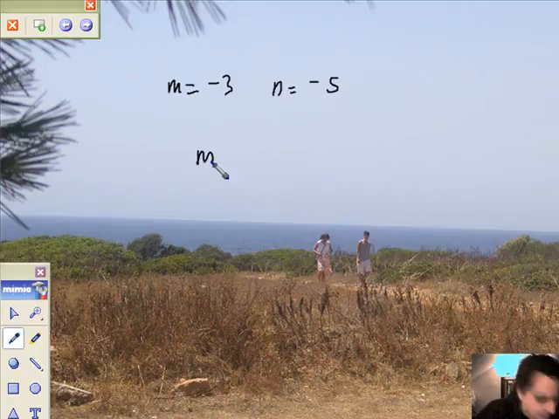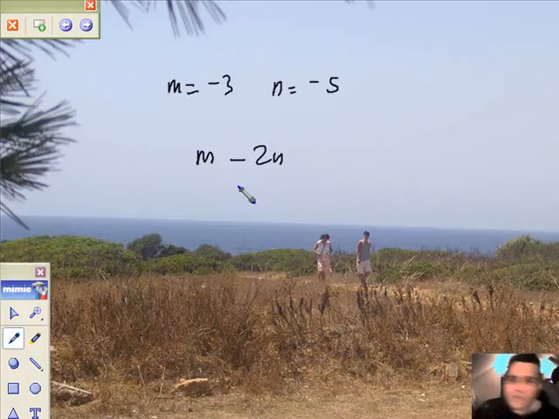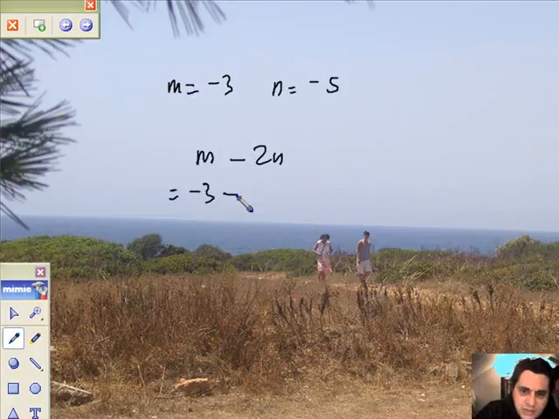I've got here M minus 2 lots of N. Now I might start using brackets for multiply. So M is, by substitution, minus 3. Then I've got minus 2 lots of minus 5. If I start putting little x's there, ooh, horrid.